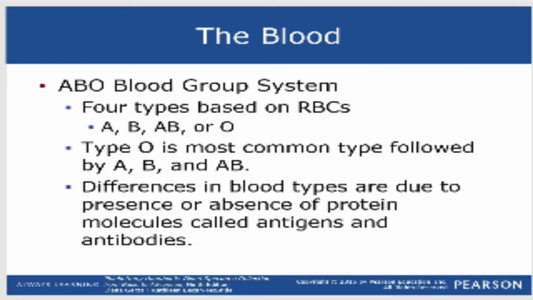You have 4 main groups of blood. You have A, B, AB, and O. O is the most common, followed by A, B, and AB. And what determines what blood type you are is protein molecules and antigens that are on the blood cells themselves. They look at those under a microscope.